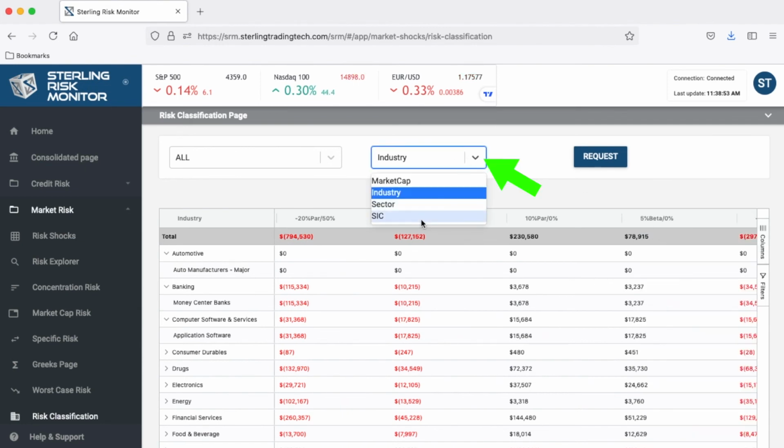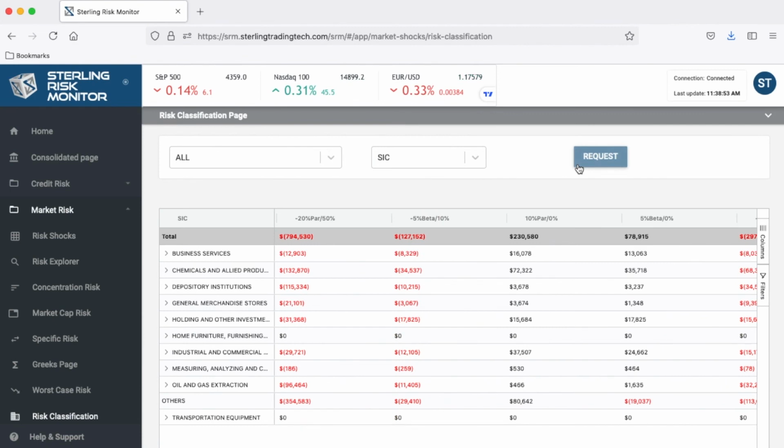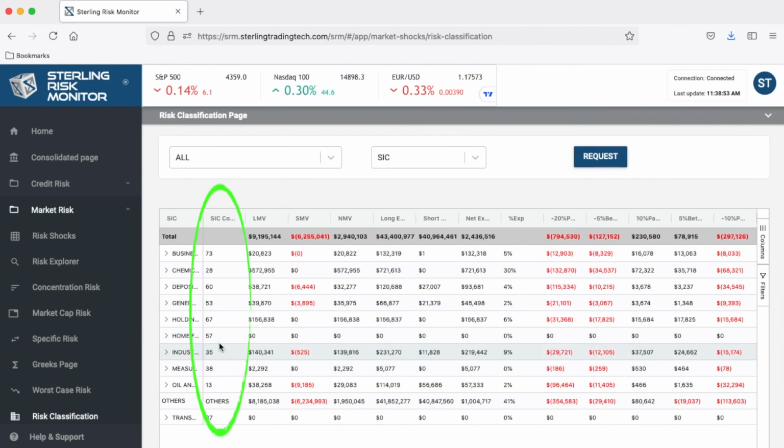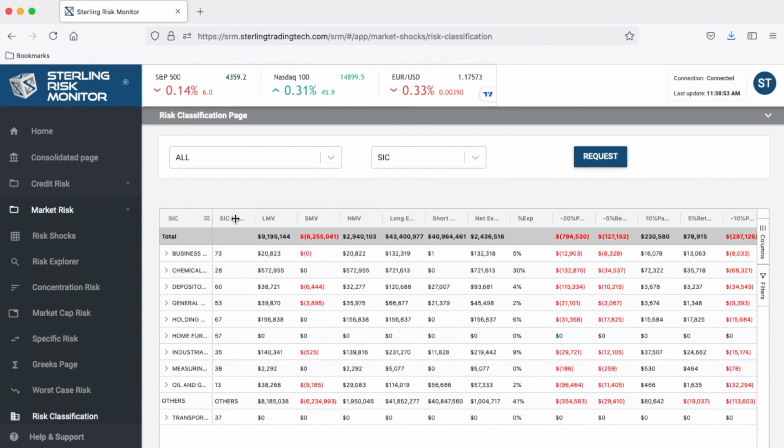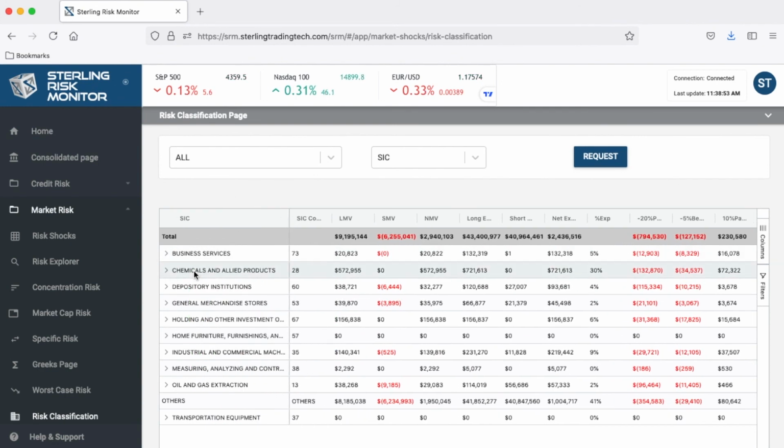The last categorization is the SIC codes. We use the standard industry classification codes, SIC, and then, as you can see, we display the SIC codes. SIC codes are 4-digit codes with the 2 digits representing the highest level. For example, SIC code 28 represents chemicals and allied products.